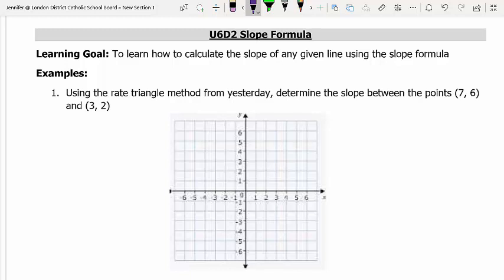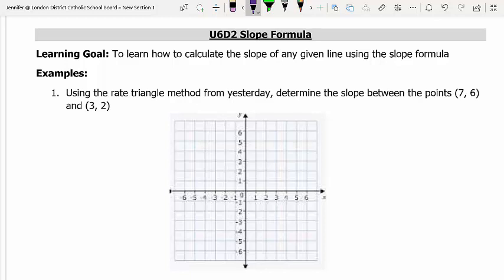Unit 6, Lesson 2, Slope Formula. So today I'm going to teach you how to calculate the slope of any given line using a formula. In the last day, I taught you how to calculate the slope using the rate triangle method. Today I'm going to show you how to calculate the slope algebraically using a formula.